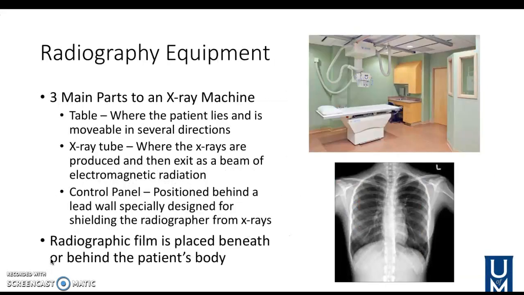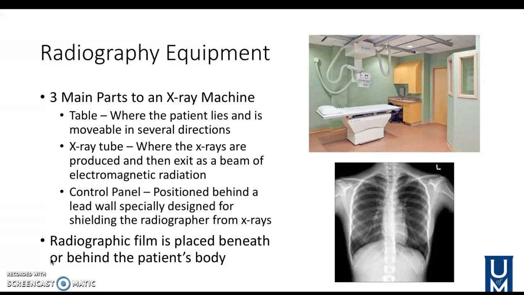Okay, so how do we get these radiographs? How do we get those? There's three main parts to an x-ray machine. First, there's the table. This is where the patient lies, and the table is actually movable, so we can move the table to reposition where the patient is. We have the x-ray tube, and this is where the x-rays are produced and exit as a beam of electromagnetic radiation. And then we have the control panel, and this is positioned behind a lead wall, and it's specially designed for shielding the radiographer from the x-rays. And then lastly, the radiographic film is placed beneath or behind the patient's body.